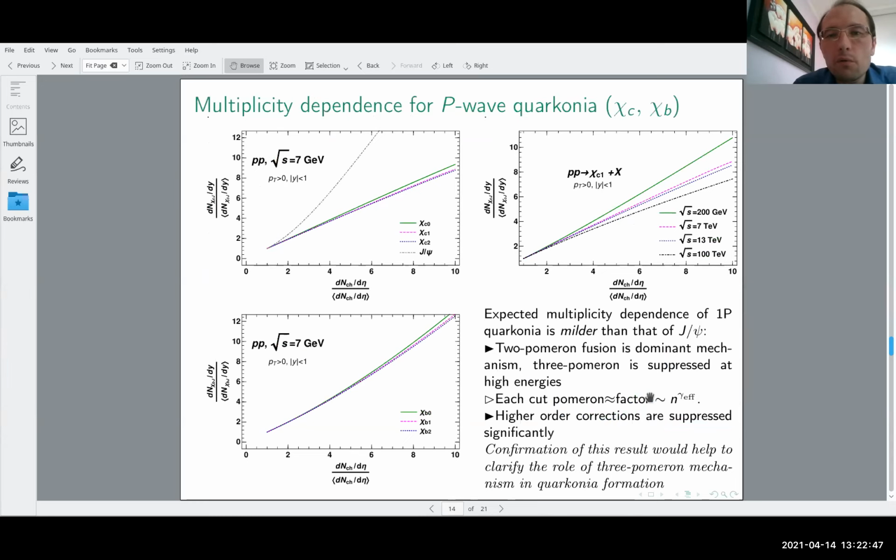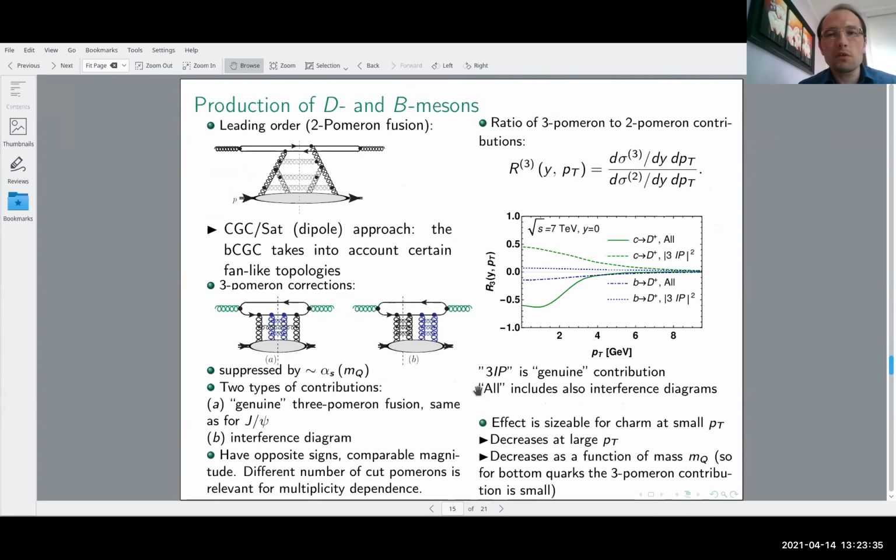Now I would like to present our predictions for the multiplicity. In this plot, I have shown the multiplicity dependence of chi mesons by the colored line and, by the gray line, the prediction for J/psi, which we have seen in the previous slides. We can see that for chi, the dependence on multiplicity is much milder because we have just 2 pomerons instead of 3. We also have shown here expectations for energy dependence and also the dependence on mass. Effectively, this is for chi_b. In all cases, we can see that our estimates based on simple N2 gamma give a reasonable estimate for the cross-section. We expect that confirmation of this result would help to clarify the role of 3-pomeron mechanisms in quarkonia production. Now, I'm going to discuss production of D and B mesons.